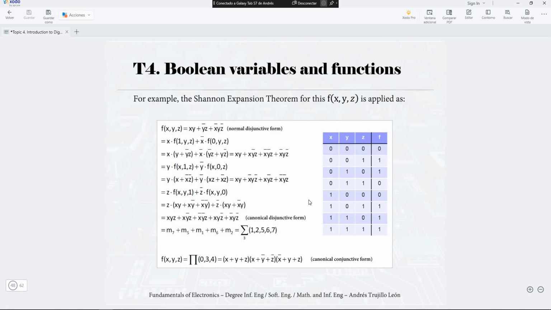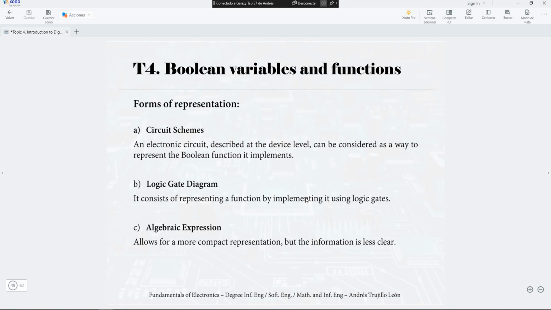We have seen how to apply the Shannon expansion theorem. We have seen quite a lot about the Boolean algebra. So we know that we have several forms of representation. The circuit scheme, you know, those using the CMOS and the NMOS logic families. We are not going to work with any other family, just these 2. The logic gate diagram that we have seen just before, just connecting OR, AND, etc. Inverters, whatever we need. The algebraic expression, we have worked a lot with algebraic expression in this lesson.